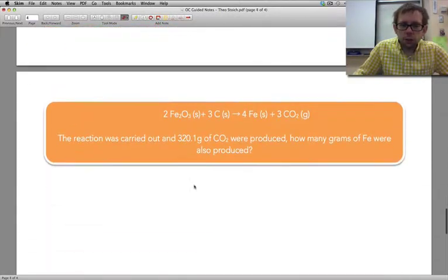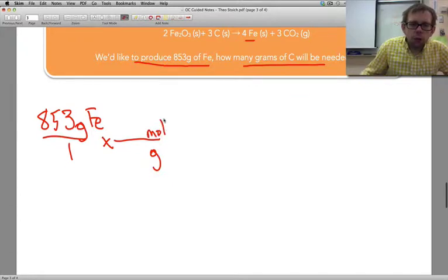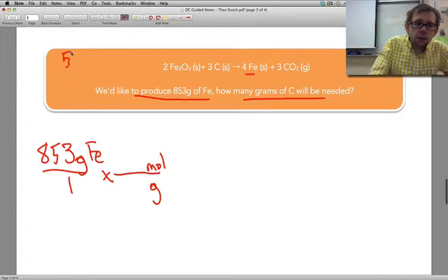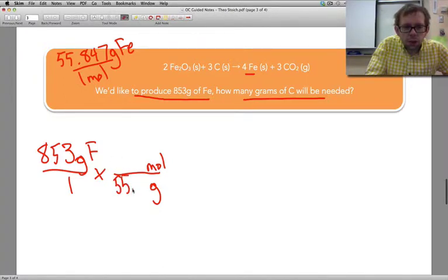Anyway, so the first thing we need to do is molar mass, okay? We got to have grams down here and moles up here because we want to use molar mass. And the molar mass of iron is 55.847 grams of iron in one mole of iron. That comes from the periodic table. So 55.847 for every one mole. And I better put what this is. This is Fe, and that's Fe right there. Fe, okay?